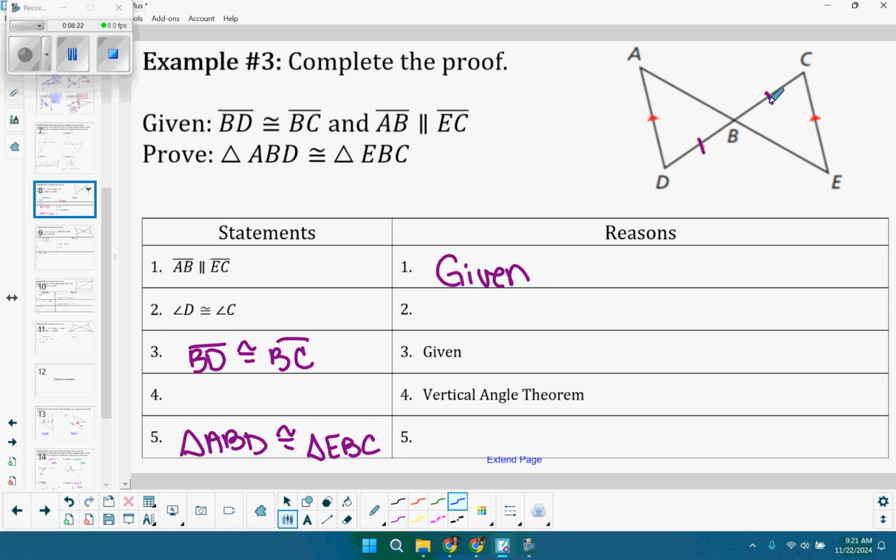So if I knew I had parallel lines, and now I'm saying that angle D and angle C are congruent, that's because those are alternate interior angles, and that's the alternate interior angle theorem. Step 4 says I'm going to use the vertical angle theorem. In my picture, these are my vertical angles. So that's angle ABD and angle EBC.